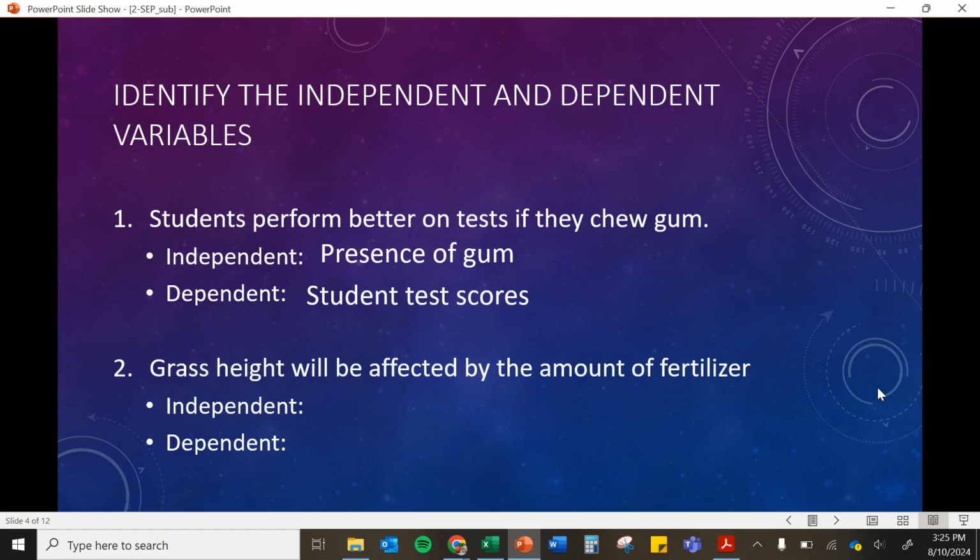For this next one, I would like you to pause the video right here and try to identify the independent and dependent variables for this example. Okay, you should have paused the video and made your answer. For this, grass height will be affected by the amount of fertilizer. The independent variable is the amount of fertilizer, and the dependent variable is the height of the plant.